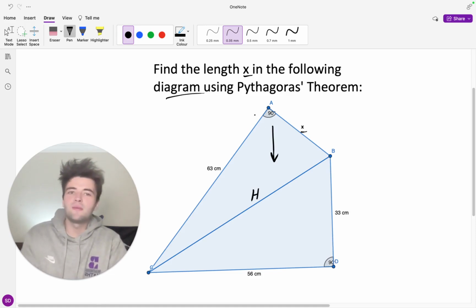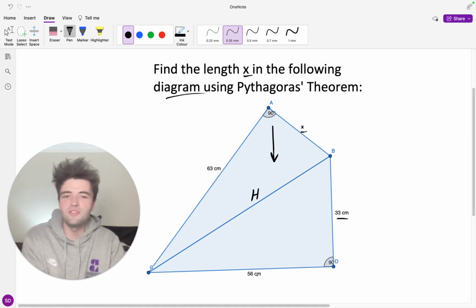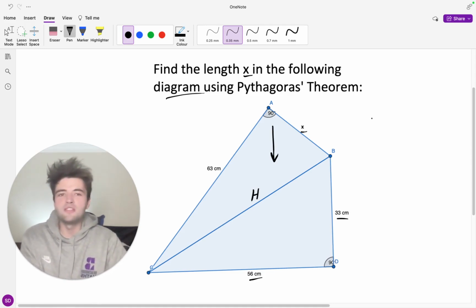So in order to find x using Pythagoras, we're going to need h. And because we're missing that, we need to find the value of h using our other two lengths in the bottom, which are 33 and 56. And so basically we're going to have two equations here, which I can set up now.